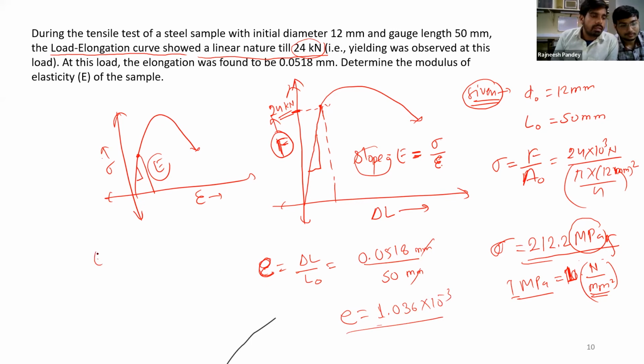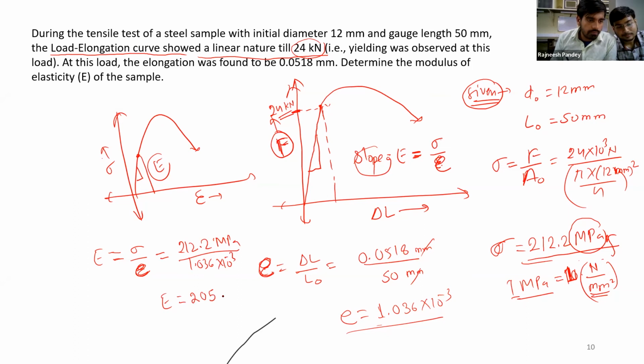So now we can calculate the slope. It is nothing but sigma by epsilon. So this value will be 212.2 megapascal divided by 1.036 into 10 to the power minus 3, and that comes out to around 205 gigapascals, that is 205 into 10 to the power 3 megapascal. So this will be the answer of this question.